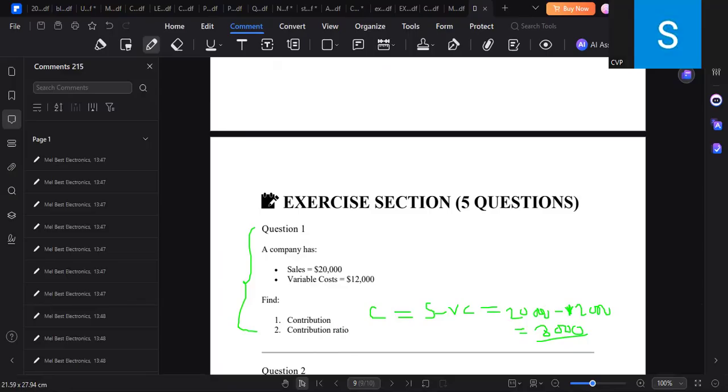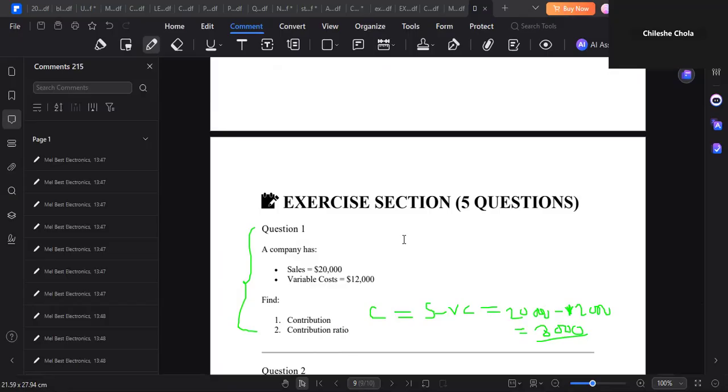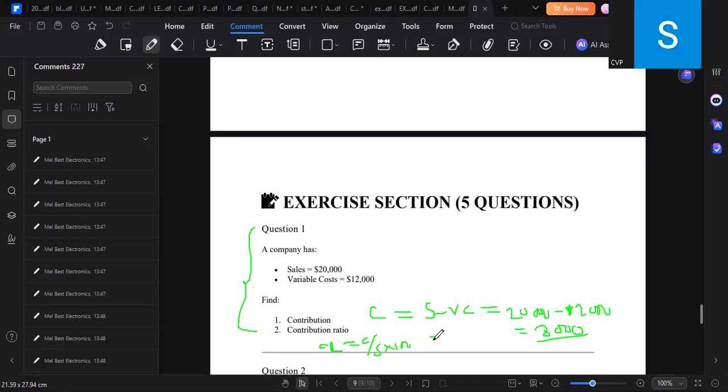What is our contribution ratio? Would it be contribution over sales, multiplied by 100? Correct. Contribution is 8,000, sales is 20,000, multiplied by 100. What do we get? 40%, right?